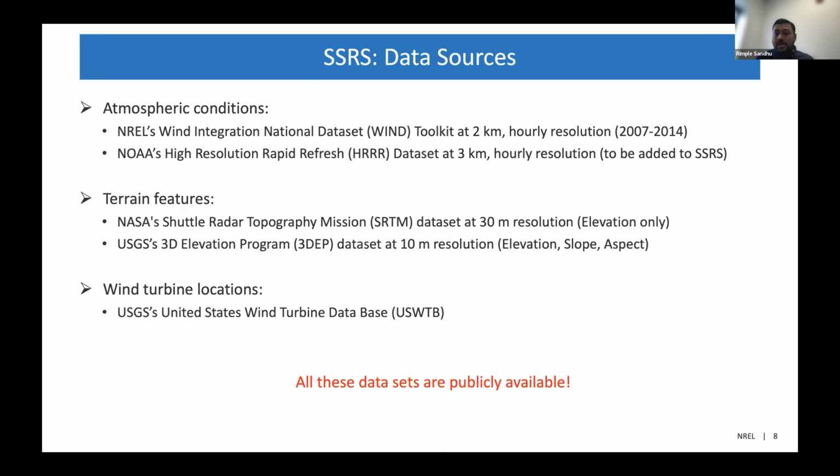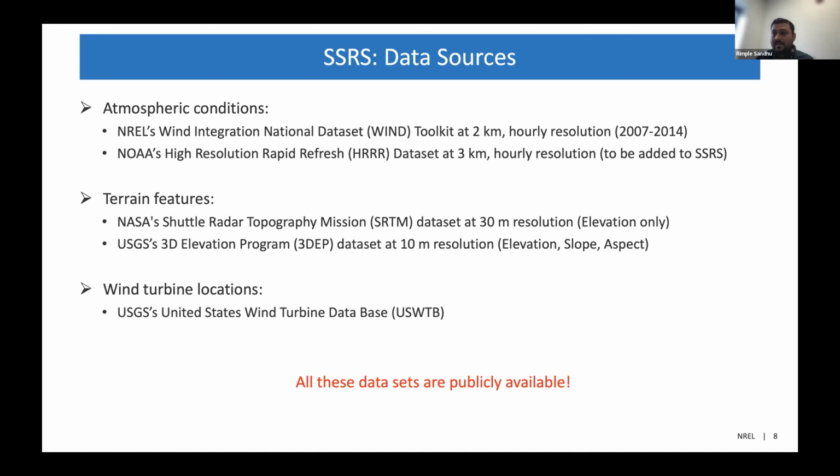The tool actually goes out and extracts these data sets itself. And then we can extract wind turbine locations from the USGS database that's updated monthly. So if there are new turbines that come up, this tool will automatically pick them up and show you when you run the code.